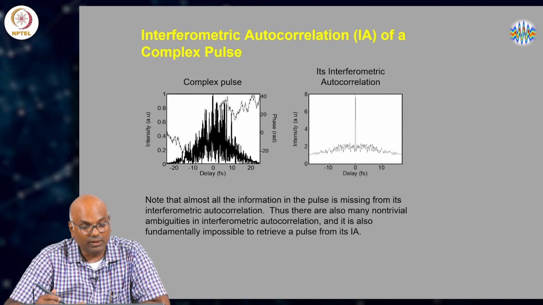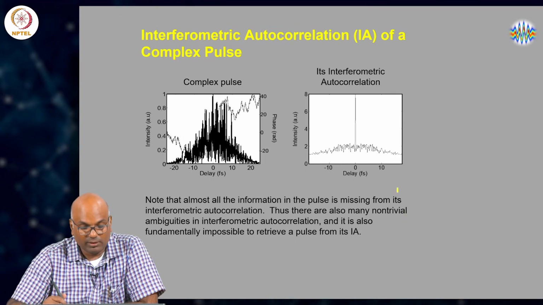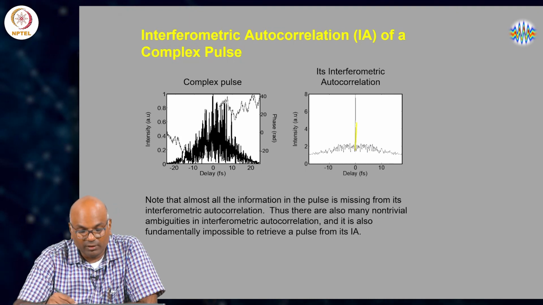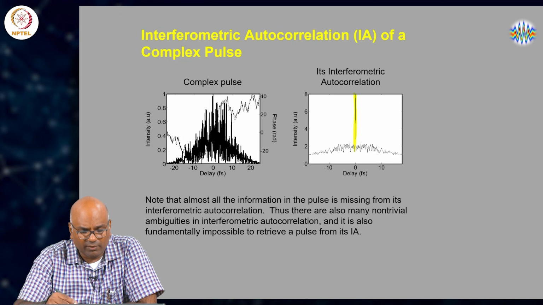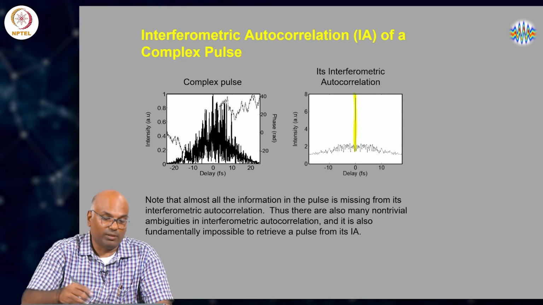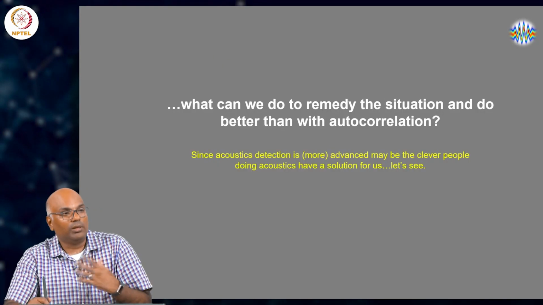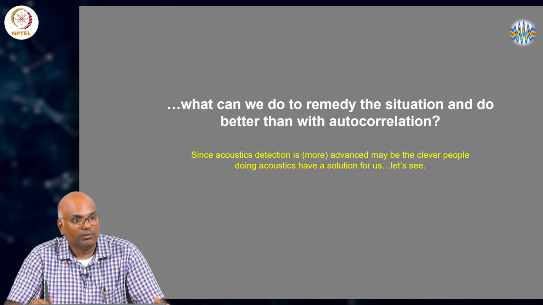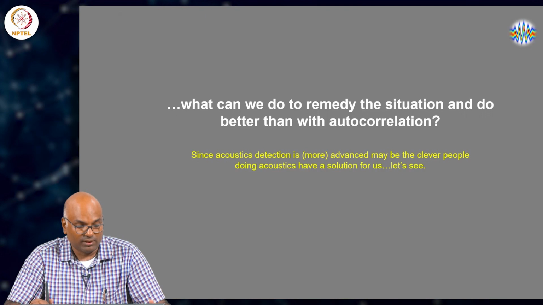Now, the intensity autocorrelation of a complex pulse, once again, is often dominated by the coherent artifact, especially when a pulse is rather complex like what is shown here in the left panel. Okay, so these are all reasons and the problems which plague autocorrelation as the go to technique.